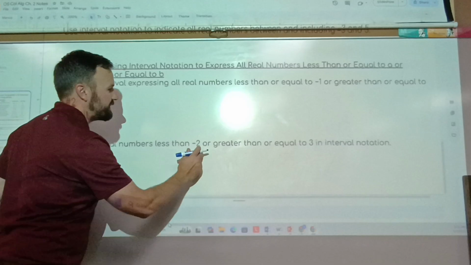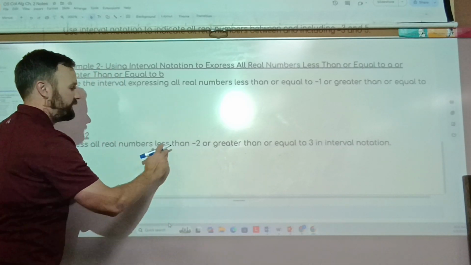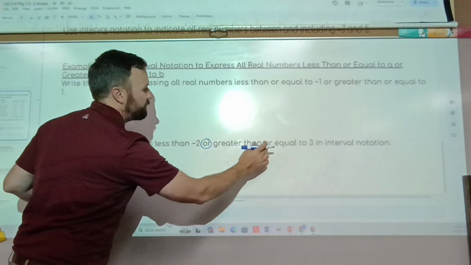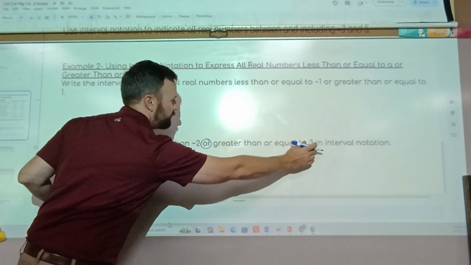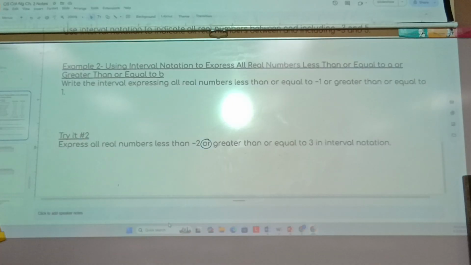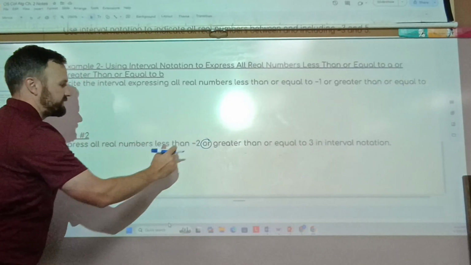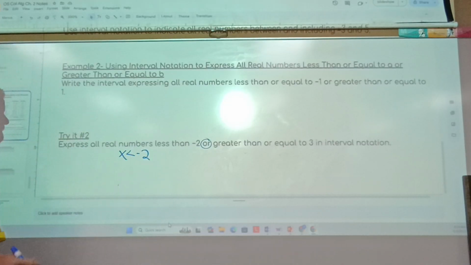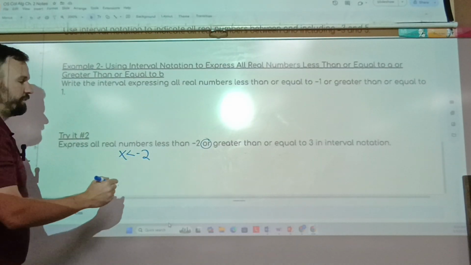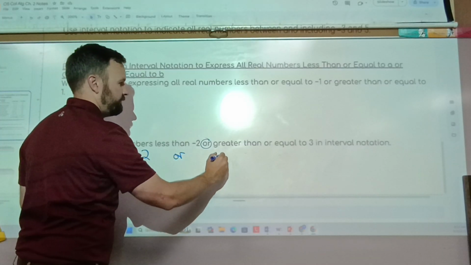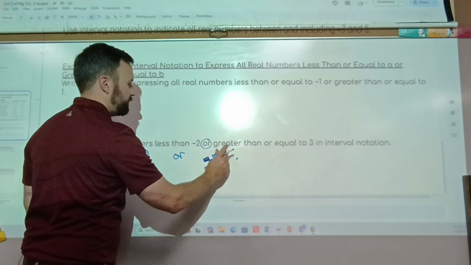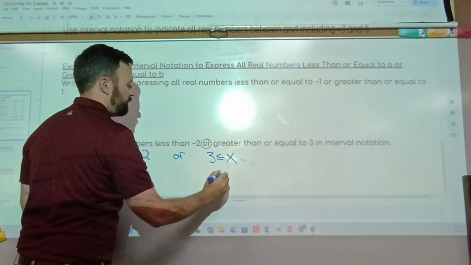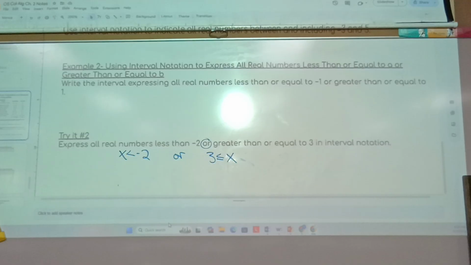All real numbers less than -2, or greater than or equal to 3. Okay. Real numbers less than -2. So that's x is less than -2, right? Or greater than or equal to. This is how I would usually do it. Or x is greater than or equal to 3.